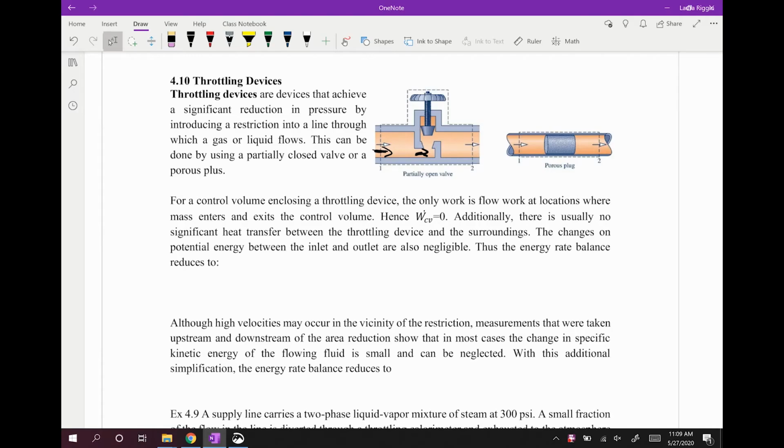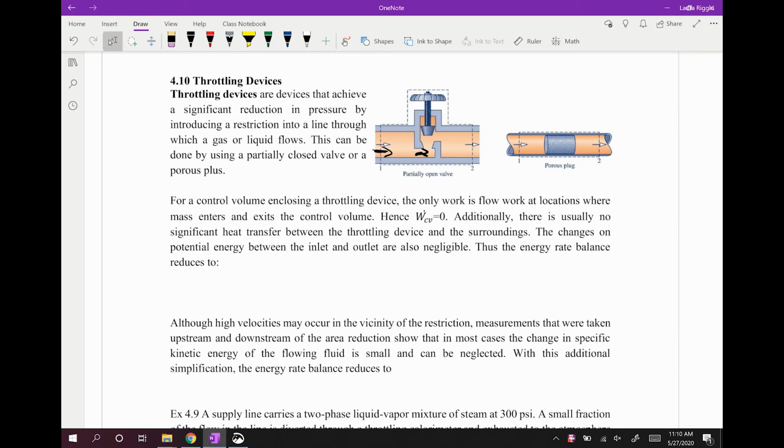In this lecture, we're going to go over throttling devices. They're devices that achieve a reduction in pressure by introducing a restriction in a flow line. You can do this by a partially closed valve or using a porous plug.